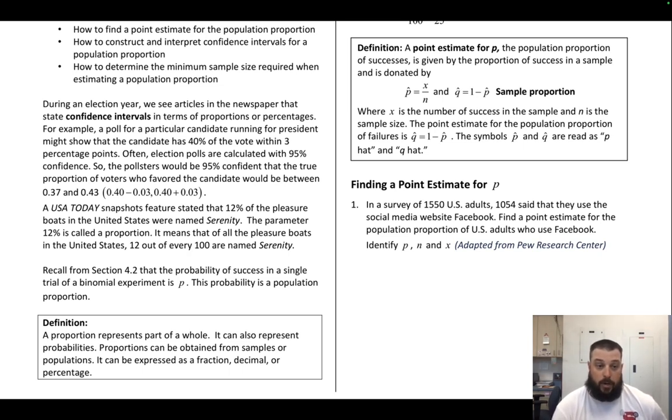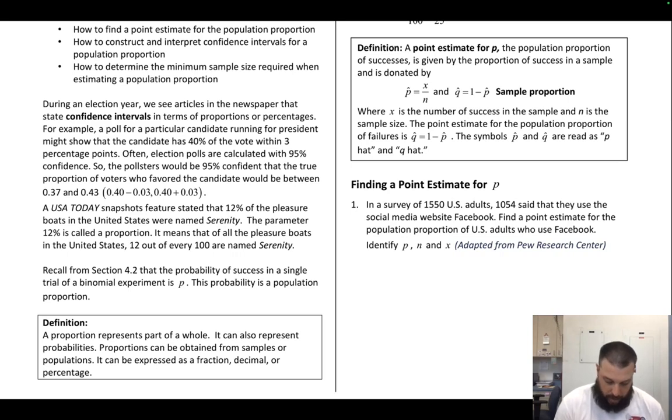So this parameter is 12%, and it's called a proportion. It means that of all the pleasure boats in the United States, 12 out of every 100 are named Serenity. And going back to 4.2, the probability of success in a single trial of a binomial experiment is p. The probability is a population proportion.